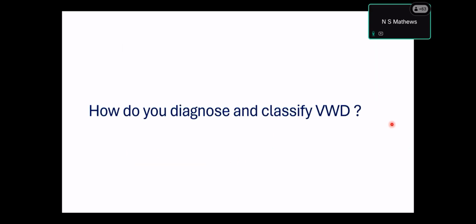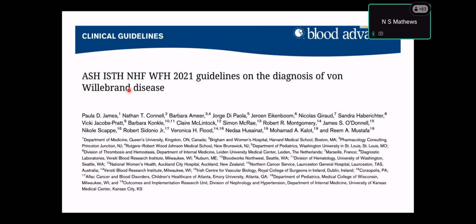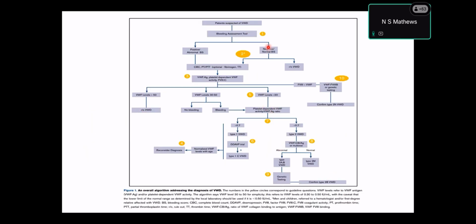So how do you diagnose and classify 1 milligram disease? Now, there are the ASH, ISTH, WFH guidelines for this. I will not go into the details because it is available online. There is a table given with a lot of checkpoints. Just look at the very top: patient suspect of 1 milligram disease. The first point is to apply the bleeding assessment tool and then decide if it's positive or negative, and then if negative you go to 1 milligram disease. So just to tell you the importance of the bleeding assessment tool, and then you go down. We'll not go into details here. We'll try to stick to our patient.